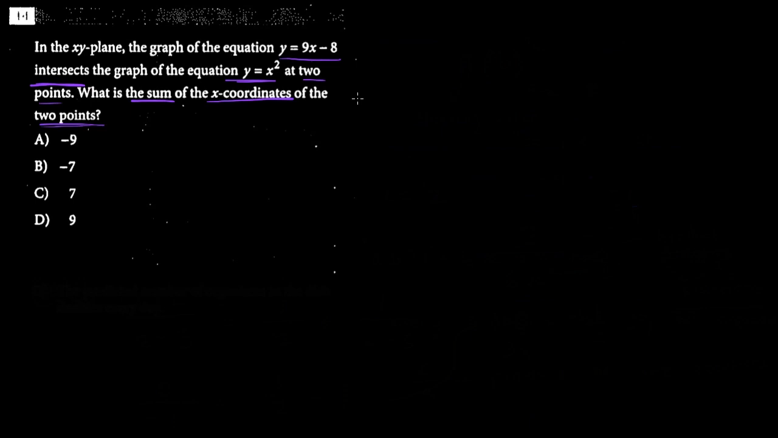And when we don't have a graph and we want to find the intersection points of two equations, we have to equate them to each other. So if I write y equals 9x minus 8 and y equals x squared, well, both of them are equal to y, and so I can equate them to each other. x squared equals 9x minus 8. Okay, and this is actually going to be a quadratic.